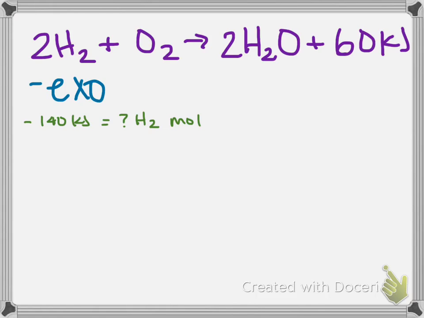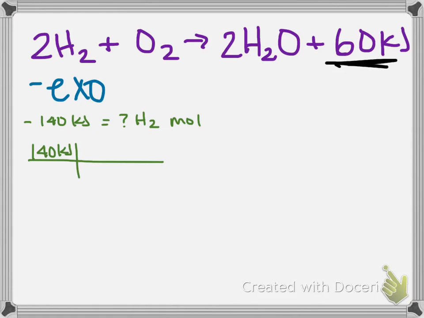In the example that we did before, we were given moles and we were finding heat. We can also do it the opposite way, where we're given heat and we're finding moles. So as always, we start with what we're given, which is 140 kilojoules. And this time, in order to get from heat into moles, I'm going to use my mole ratio here.